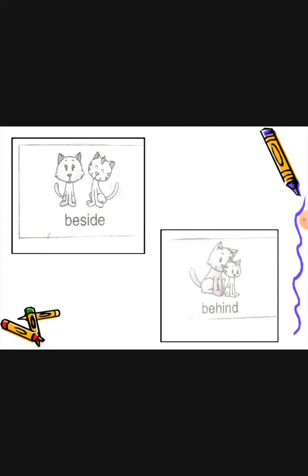Now the next preposition, that is behind. Behind means just after you. According to the picture, we can see that the big cat is sitting behind the small cat. So when something is after you, that is behind. And when something is just next to you, near to you, that is beside.